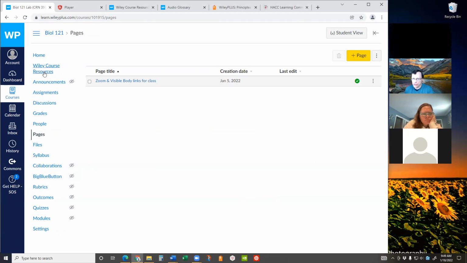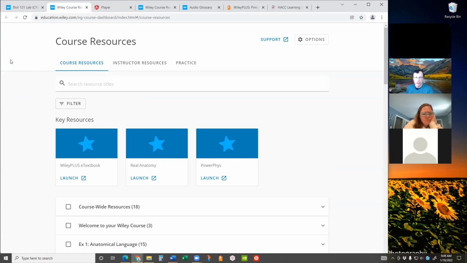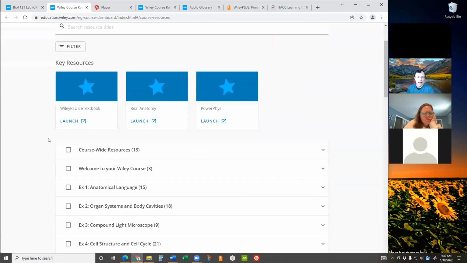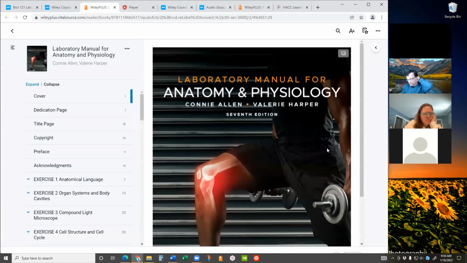The Wiley course resources for the lab portion of WileyPlus is going to be how you access your lab manual. So open up course resources as you're inside the lab portion of WileyPlus. And for WileyPlus eTextbook, click Launch. I'm going to click Launch. 1, 2, 3. Click Launch. And if things are working correctly, you now see that I have up the laboratory manual for anatomy and physiology by Connie Allen and Valerie Harper.